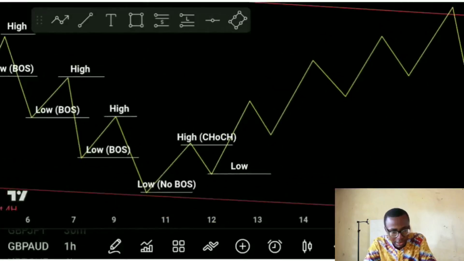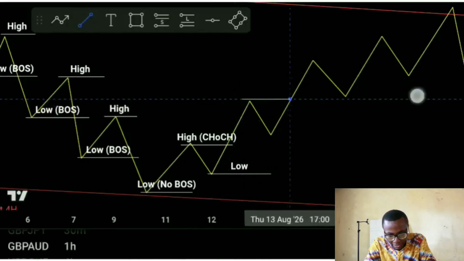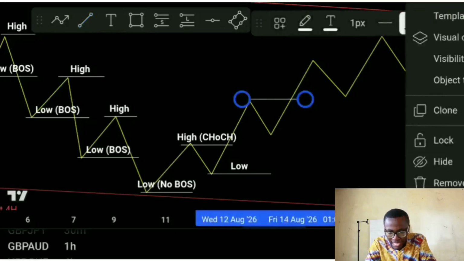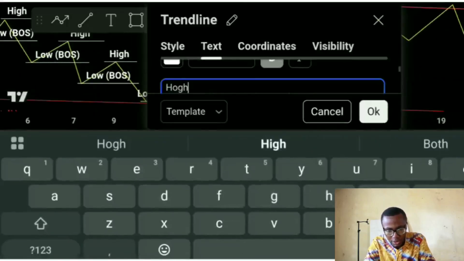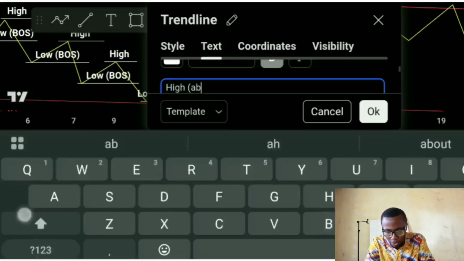Now, this level now, this is our high, right? This is our high. There is break of structure here in this high, right? So I will call that high break of structure. You can see how it has changed from what? A downtrend to what? An uptrend. Break of what? Structure.